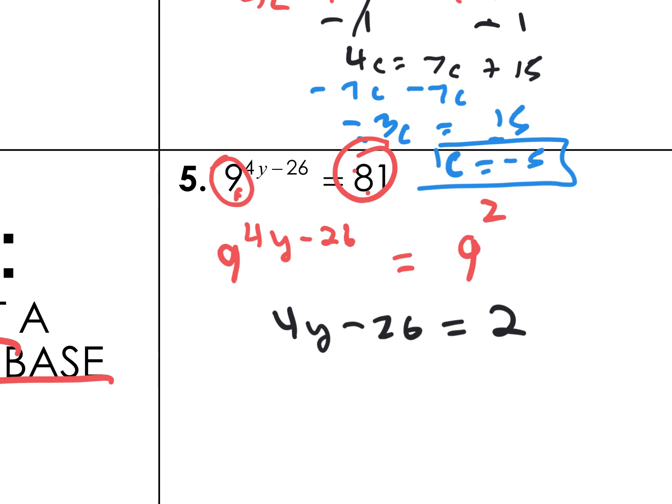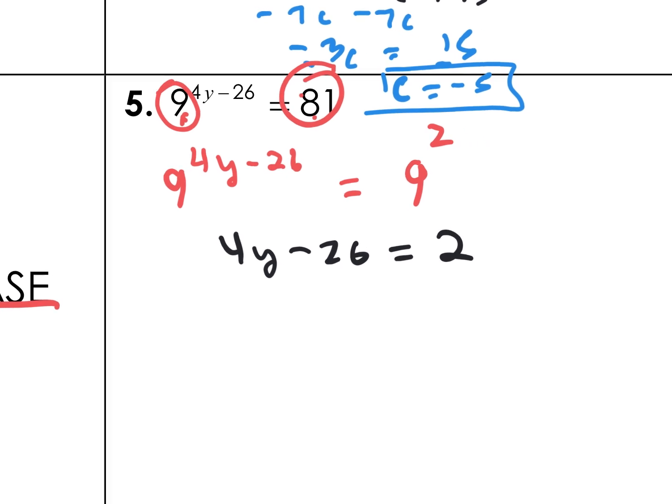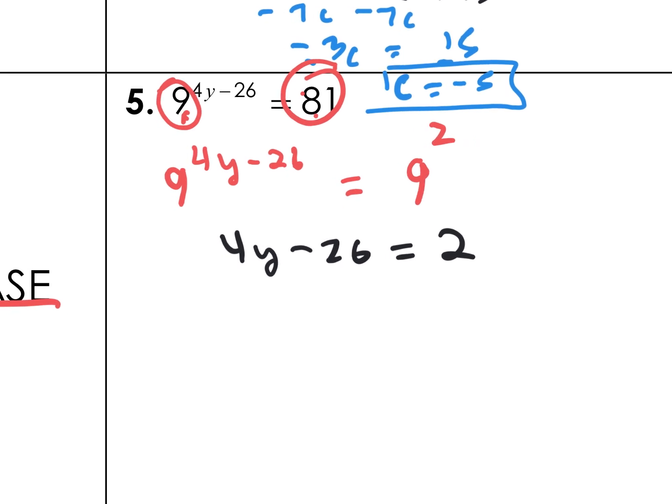And I'm glad that we're only looking at linear. It should be really easy. I'm not going to waste my time. I'm going to do the answer. I'm going to add 26 in my head, and I'm going to divide by 4. So I think the answer is 7.